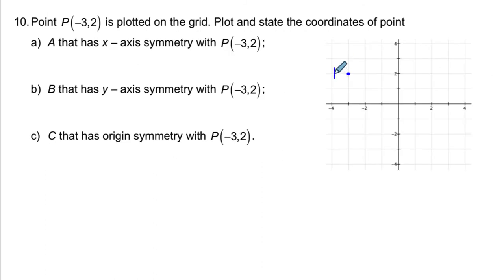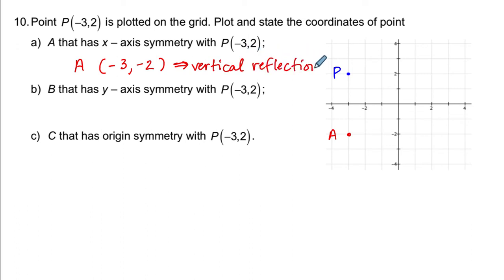In this next example, we are going to reflect point P so that the new point has various symmetries with P. In part A, we are going to reflect through the x-axis, and when we do that, point P changes its y-coordinate from a positive to a -2. And so the coordinates of A are located at -3, -2, and since we've reflected the top and flipped it to the bottom, we have performed a vertical reflection. Now we've done this through the x-axis, whose equation is y = 0.